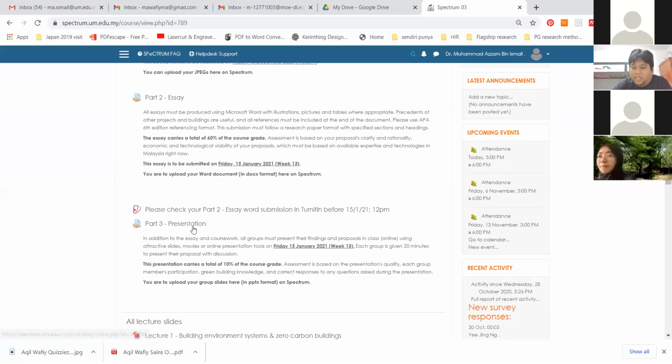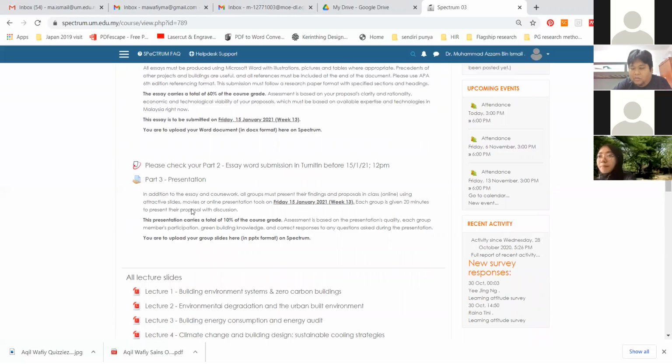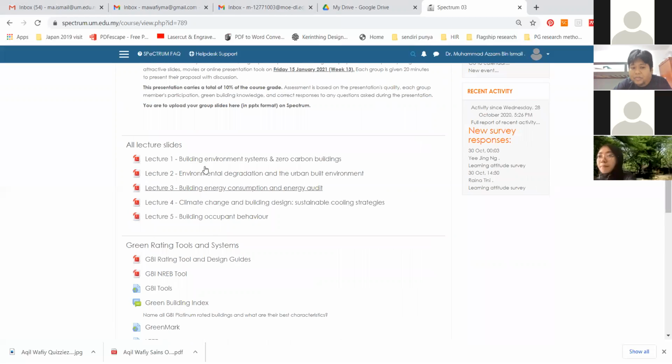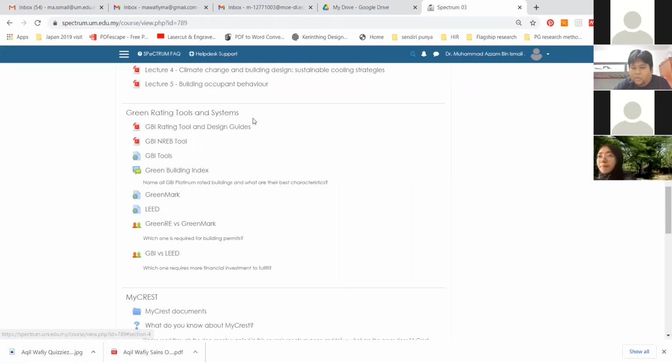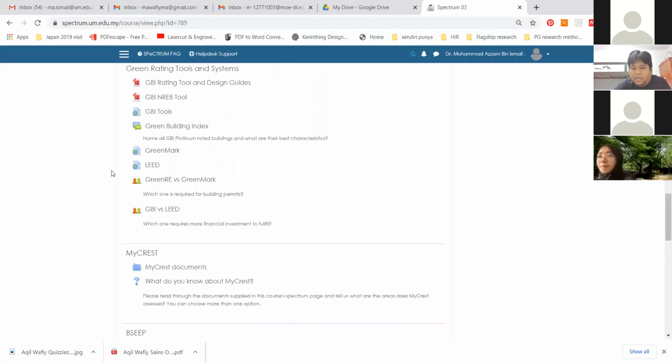And then presentation, so upload your PowerPoint presentation here later on. Lectures. And then information about green rating tools. So you've got GBI, the non-residential existing building tool here. You can download it, read it, get a feel of it. Go to the GBI website here. We also have LEED from America, Green Mark. Then there are some questions asking you the difference between these two.